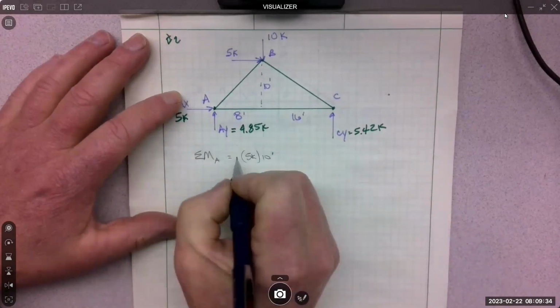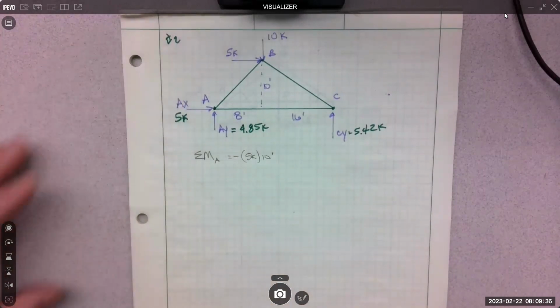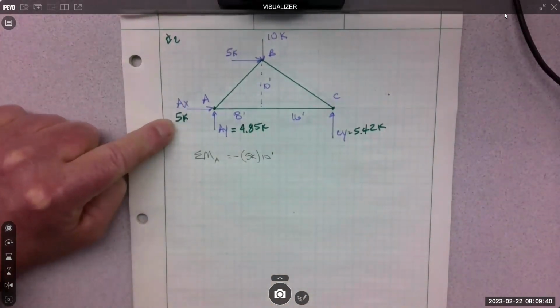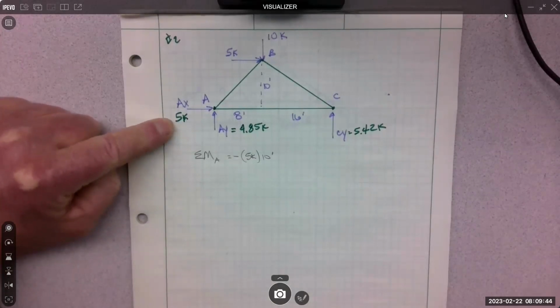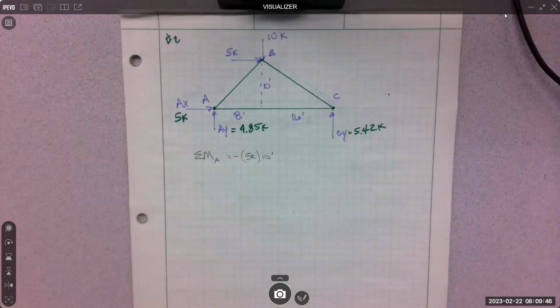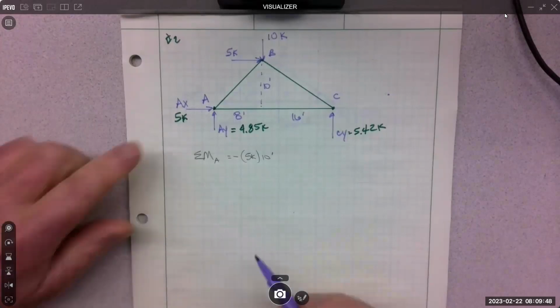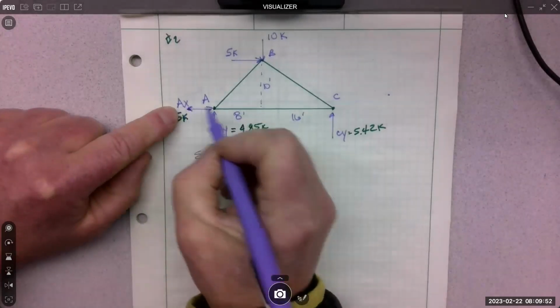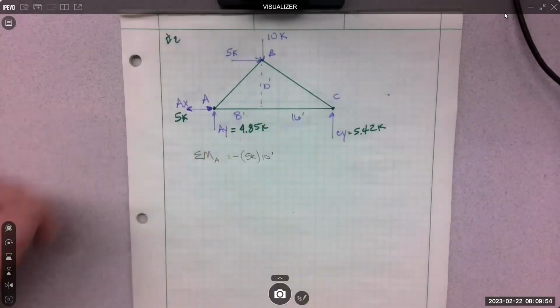Quick question about AX on there. AX. Yeah, why is 5K in AX? Good catch, because I made a mistake. Excellent. Which way should AX be going? Yeah. Excellent. Good job, Ben.